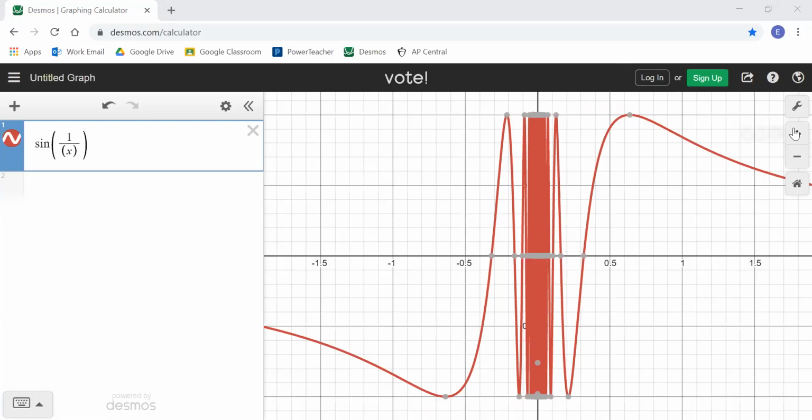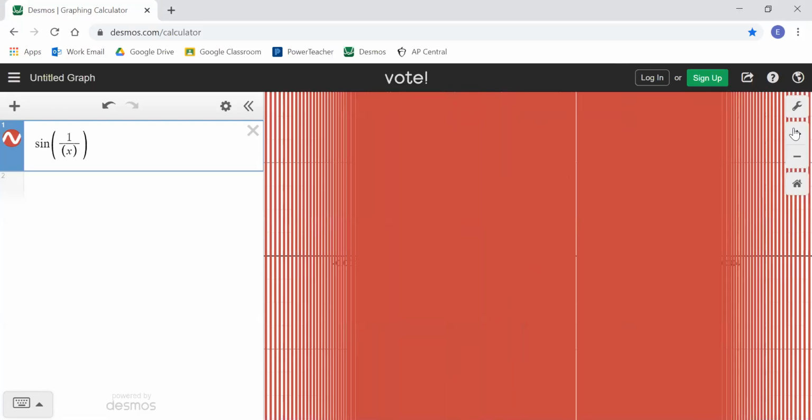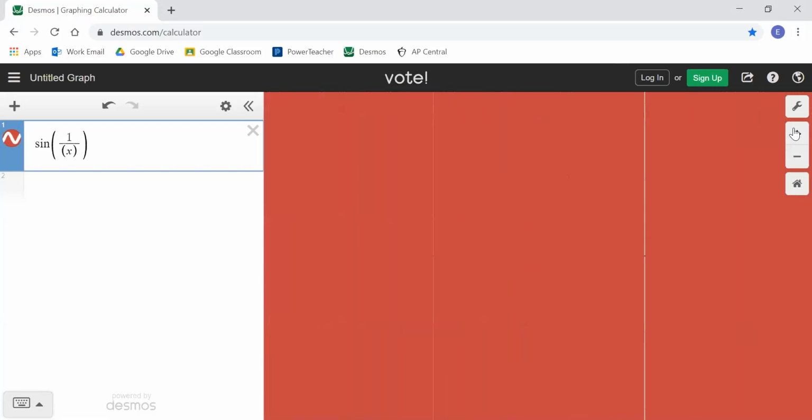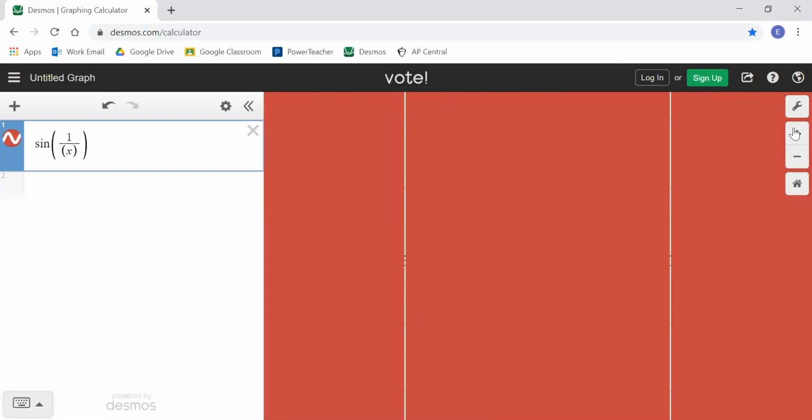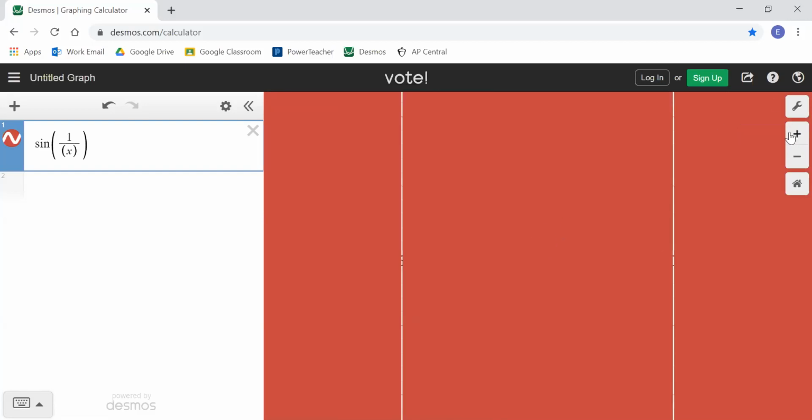So how can we, like we did the other day with sine x over x, we zoomed in, right? And we tried to have a general idea of what it's approaching. Well, I've zoomed in a lot. Do you have a general idea of what it's approaching there at x equals 0, somewhere in the middle of this giant red block of nonsense? No. Yeah, it's kind of hard to see what it might be approaching, right?